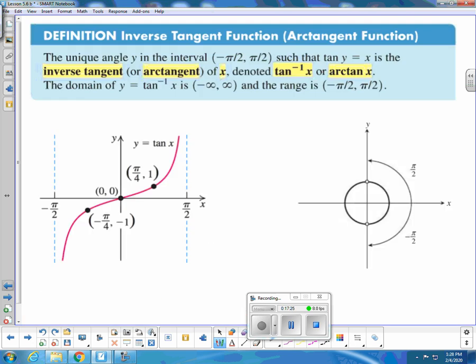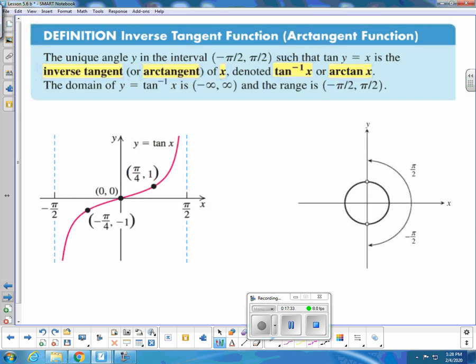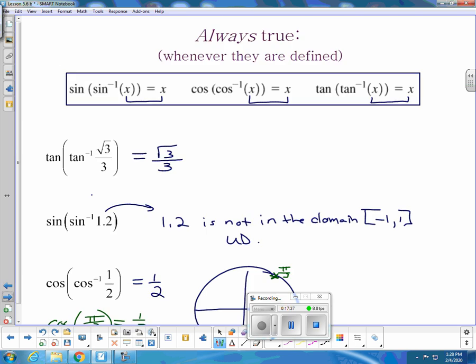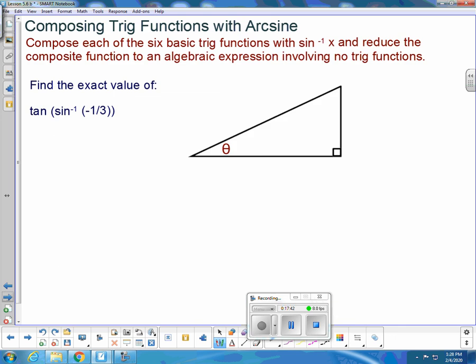See how cosine's on the top, 0 to pi? Sine and tangent are both -pi over 2 to pi over 2. Okay? So those are composites. Okay, let's try this composite. These are not unit circle angles, so we have to use a triangle.